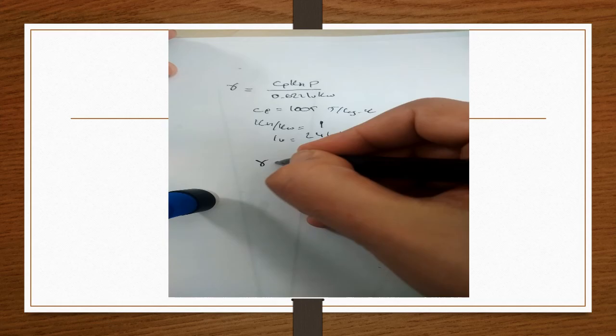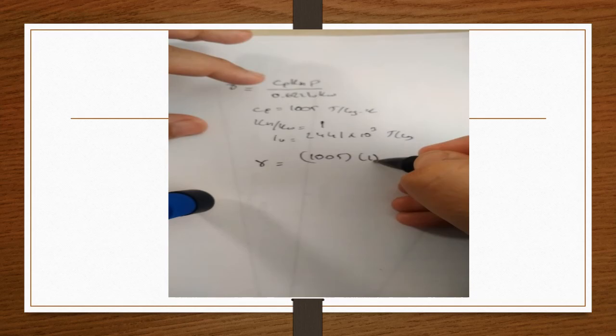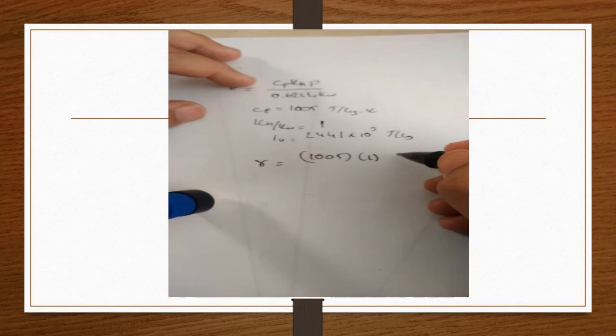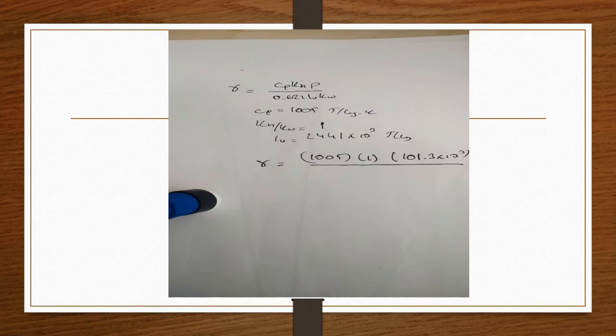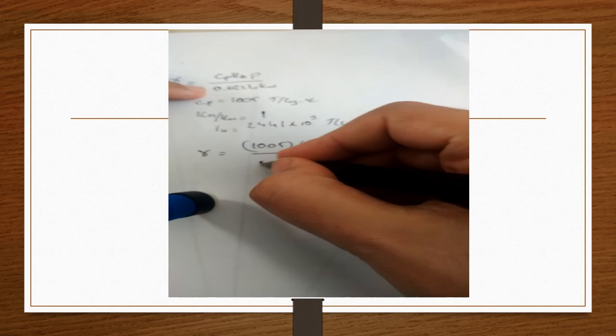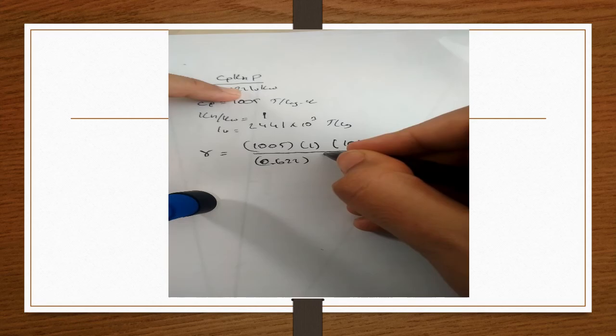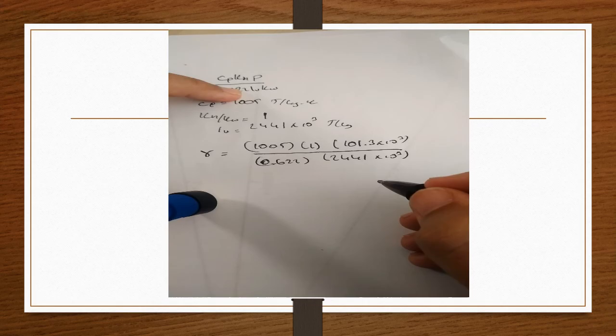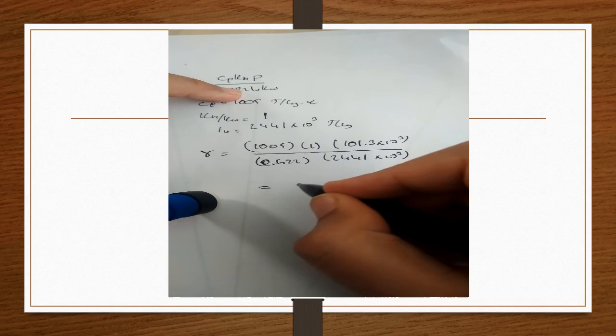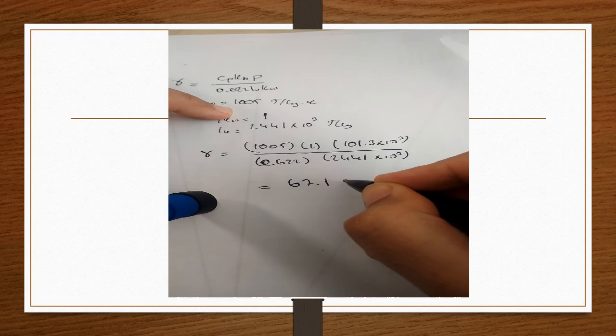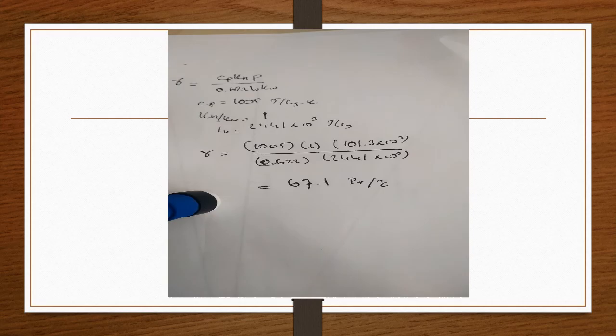So gamma is equal to Cp, which is 1005, Kh over Kw, I'm just writing 1 here, times the pressure, 101.3 times 10 to the 3 pascal, over 0.622 times our latent heat, which is 2441 times 10 to the 3 joule per kilogram. At the end, we find 67.1 pascal per degree centigrade. So this is for gamma.